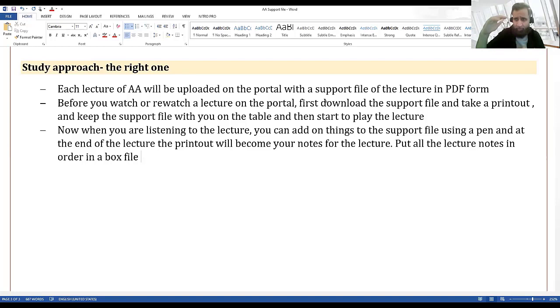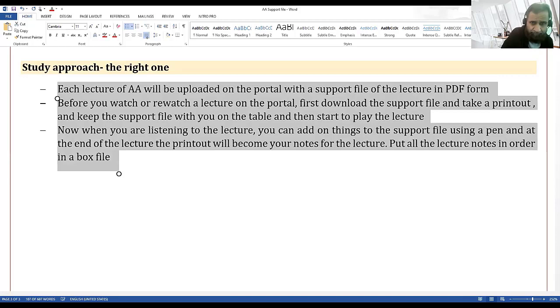Now, suppose this is an orientation class and everything I'm writing on the screen comes to you, but you believe there is something extra the tutor told but didn't write, and you want to write it down, just write it down. So at the end of the lecture, will that support file become proper notes for you? Just like you take a physical class, everyone? Are you getting step number one, step number two, and step number three? Are you comfortable with steps one, two, three, how it's going in order?